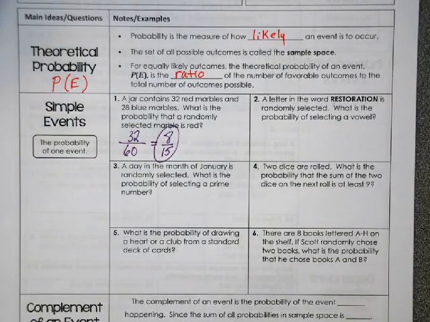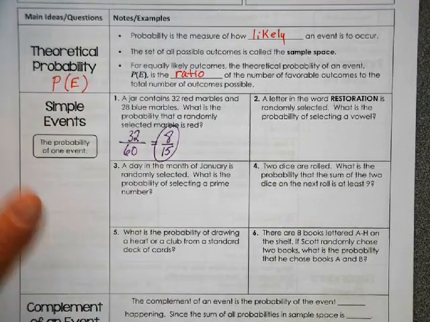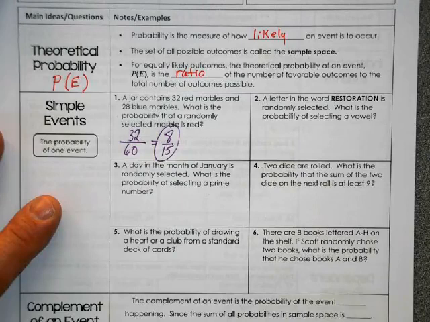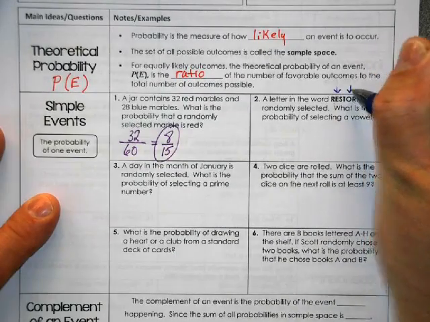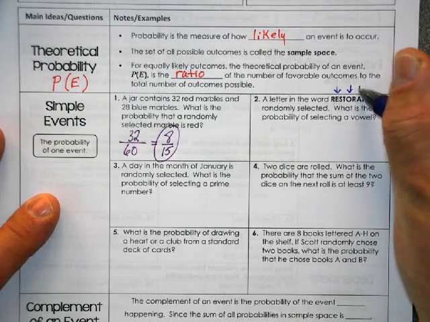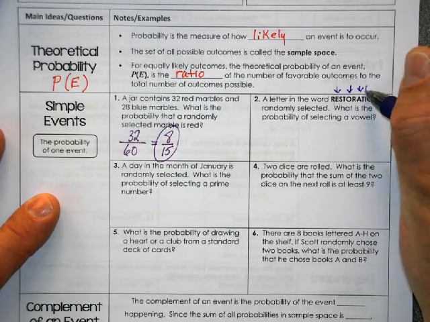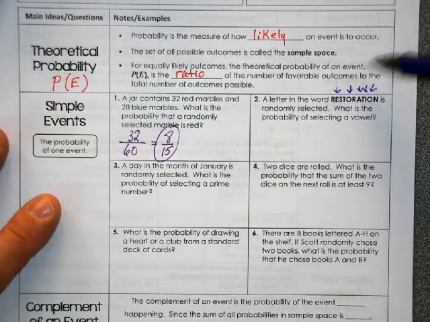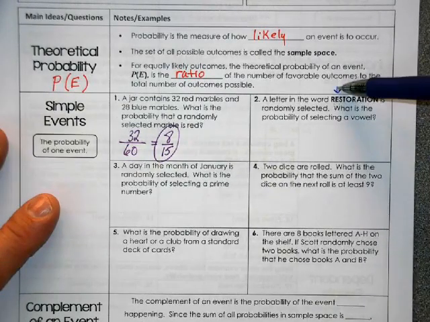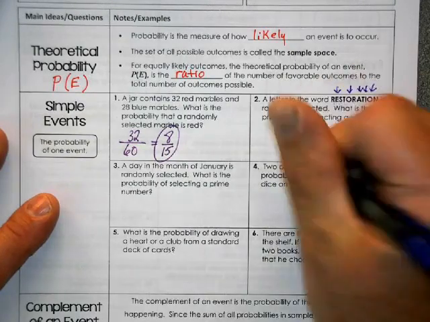Okay, a letter in the word restoration is randomly selected. What is the probability of selecting a vowel? Pat Sajak, can I have an E? See, we got an E, an O, an I, an A, an I, and another O. That's one. I want to buy a vowel. I want to buy 1, 2, 3, 4, 5 vowels.